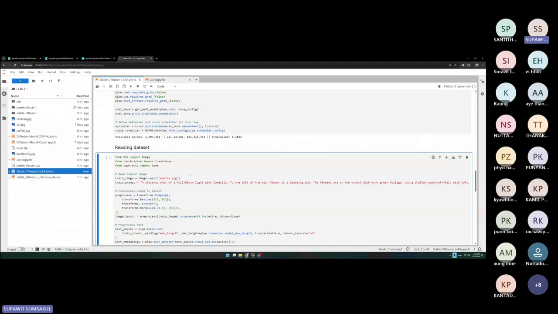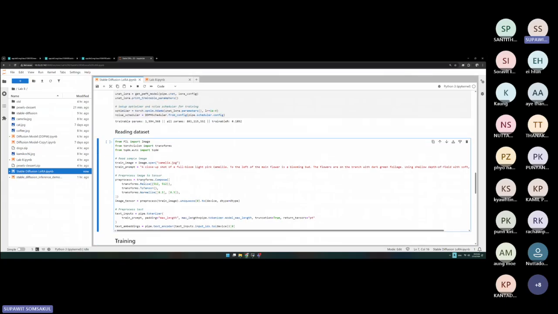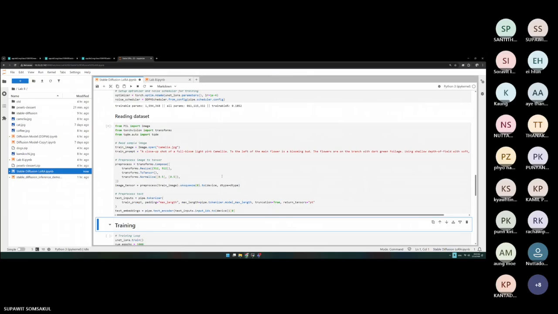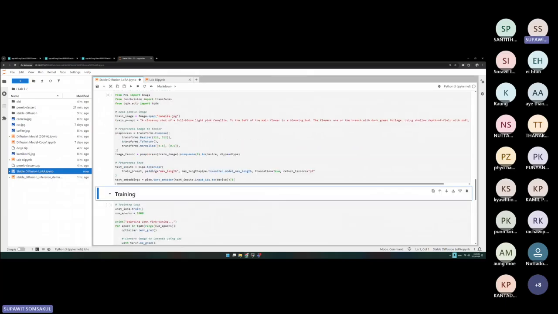So what I'm going to do here is read this image and then give it a prompt, or the description of the image, so that the diffusion model can learn that this image contains a pink camellia. To the left of the main flower there is a blooming bud, and this uses a shallow depth of field, soft low key light. Okay, so read this one and then transform it into a tensor. And then we are going to train this LoRA.